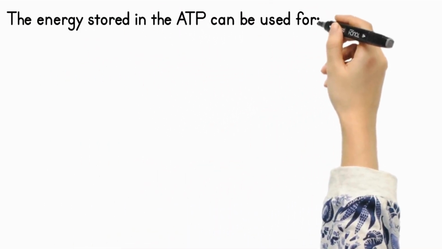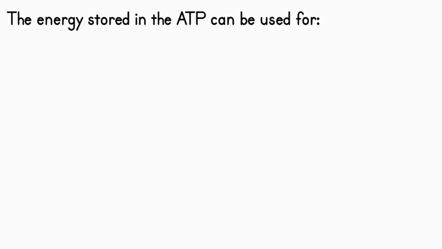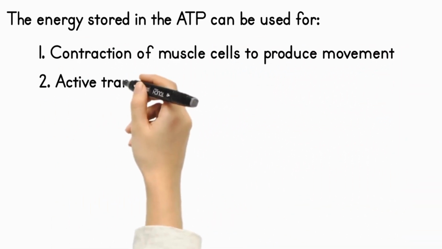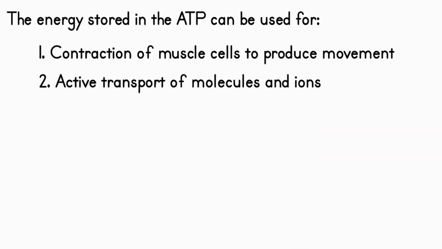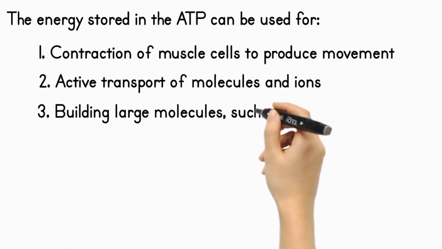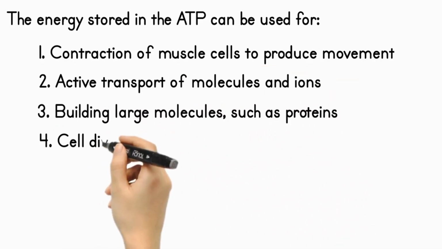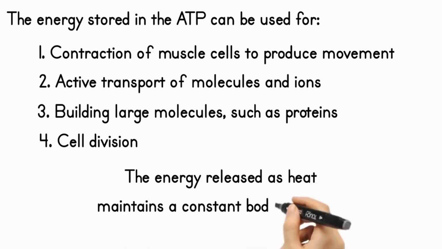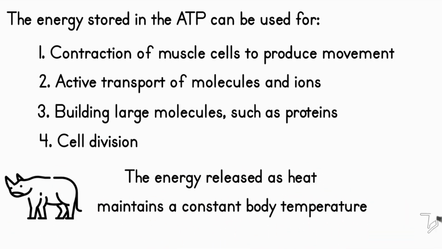The energy stored in the ATP molecules can then be used for a variety of purposes, such as contraction of muscle cells to produce movement, active transport of molecules and ions, building large molecules such as proteins, and cell division. The energy released as heat is also used to maintain a constant body temperature in mammals and birds.